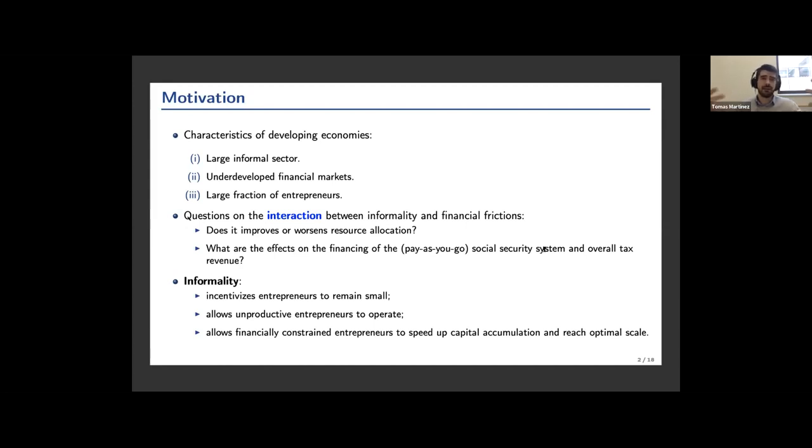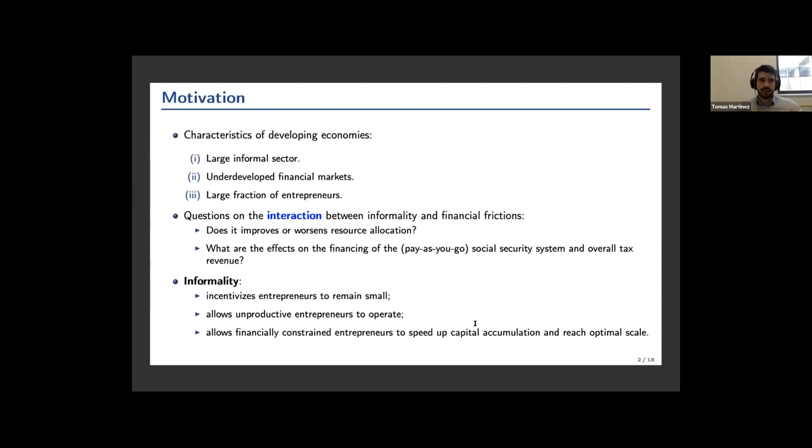just because it's a type of size-dependent policy, right? So informality creates additional incentives for entrepreneurs to remain small, right? Otherwise, if they grow too large, they can get caught and receive a fine from the labor authorities. Now, informality also allows unproductive entrepreneurs to operate, right? So those unproductive entrepreneurs might use resources that would be better allocated to larger and more productive entrepreneurs.